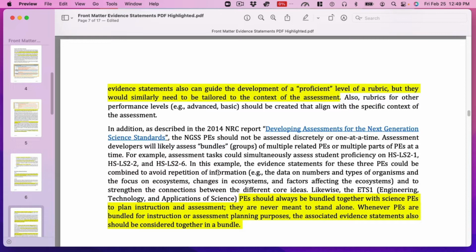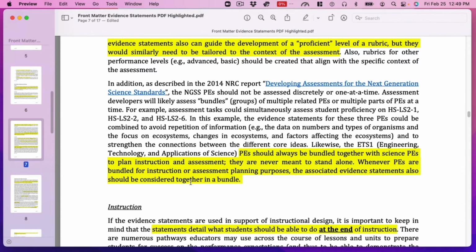So it's never the intent that you're going to take one performance expectation and assess it alone. It needs to be combined with others into context. So when you hear about bundling, that's taking 2 or 3 of those, or maybe a few more, for an instructional unit and mixing and matching within those science and engineering practices, cross-cutting concepts, and disciplinary core ideas to finally assess on those performance expectations at the end of instruction.